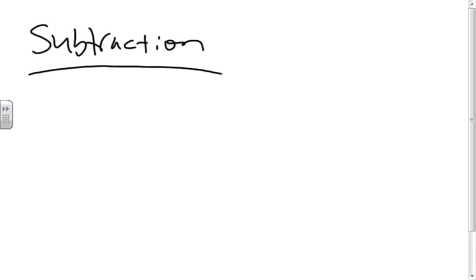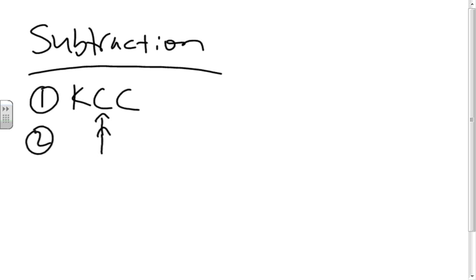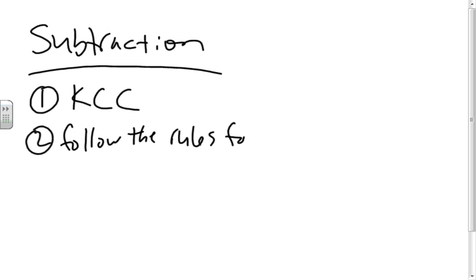Now, I'm going to show you two ways of doing subtraction. The first way, which a lot of you seem to just abandon, is to do keep, change, change. When you do keep, change, change, the middle change, right in the middle, turns it into an addition problem. So all you have to do is follow the rules for addition.